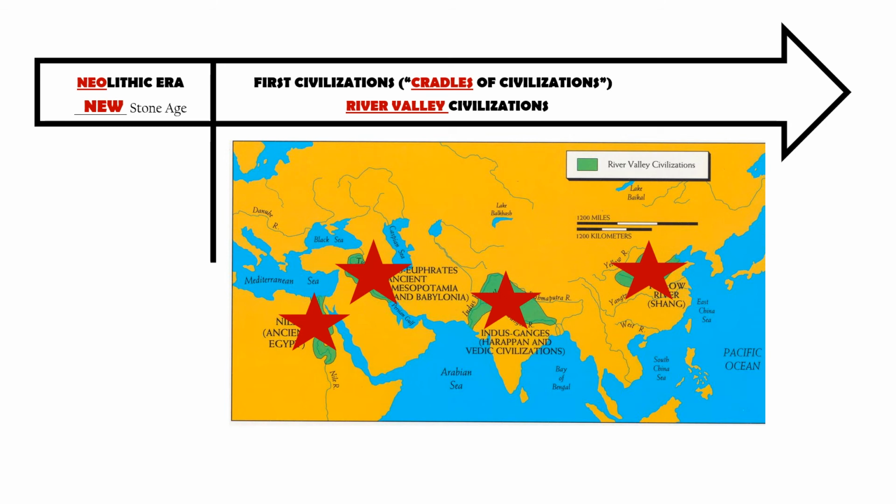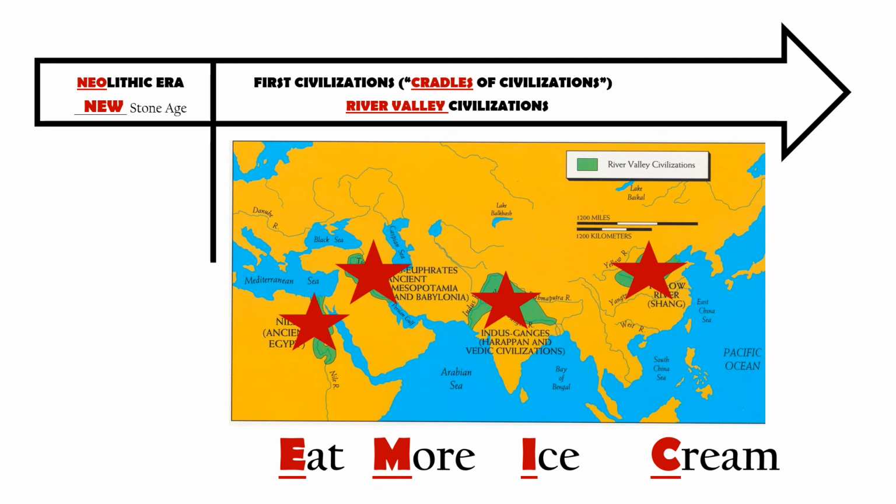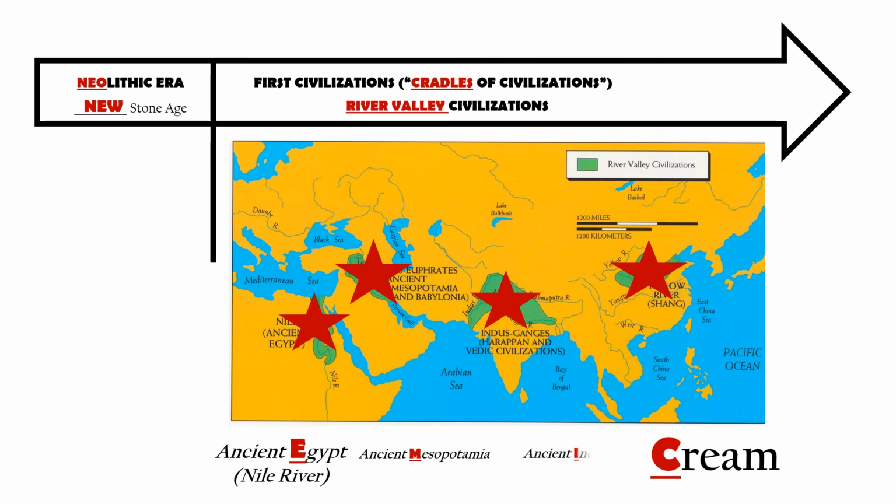And I gave you a phrase that might help you remember these civilizations from west to east. Eat more ice cream. The E represents ancient Egypt, and that civilization can be found along the Nile River, and that's the one we're going to be focusing on for our unit test. The M, just so you're reminded, stood for ancient Mesopotamia, the I for ancient India, and the C for ancient China, and we'll discuss these later on in our course.